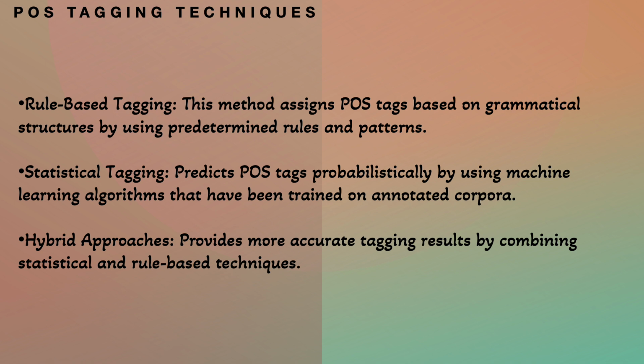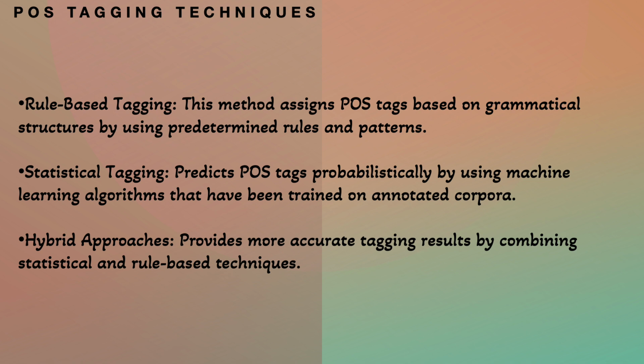So the next one is statistical tagging. Statistical POS tagging utilizes machine learning algorithms trained on annotated corpora to probabilistically predict POS tags for words in a sentence. These algorithms learn statistical patterns and dependencies between words and their corresponding POS tags from labeled training data.